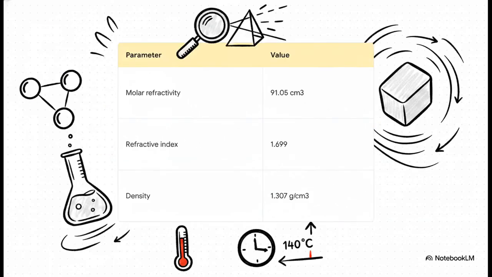So to wrap up this whole verification phase, researchers needed to establish the compound's physical stability. With a molar refractivity of 91.05 cubic centimeters, a refractive index of 1.699, and a solid density of 1.307 grams per cubic centimeter, they decisively proved the compound is physically sound. It's completely stable all the way up to 140 degrees Celsius, and it is finally ready for biological testing.